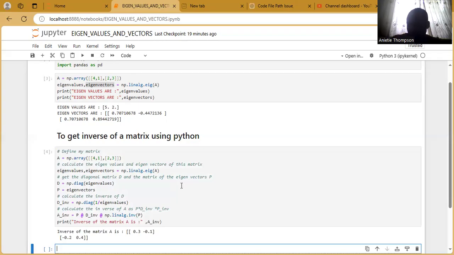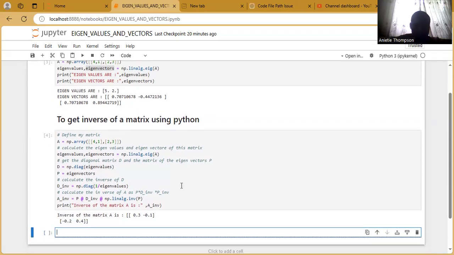So that is how to get that. You can see that the matrix obtained there is exactly what we expect. Look at it there: you have 0.3, minus 0.1, minus 0.2 and 0.4. Okay, let's go to the board and check if that's true.